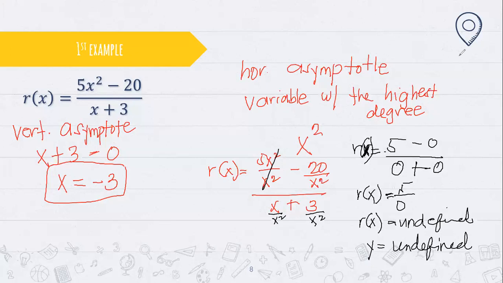Ano mangyayari? Wala siyang horizontal asymptote. Ibig sabihin, if any number gets undefined, wala siya nun. So, no horizontal asymptote. Pakita natin kung paano yan siya ginagamit.